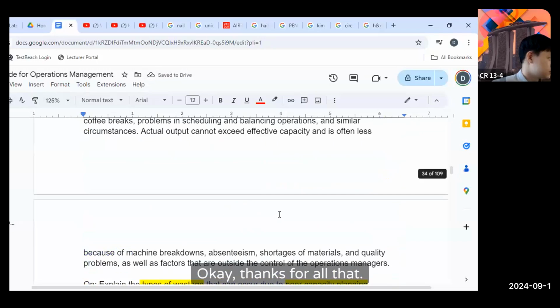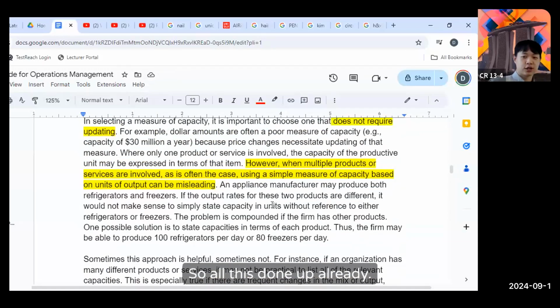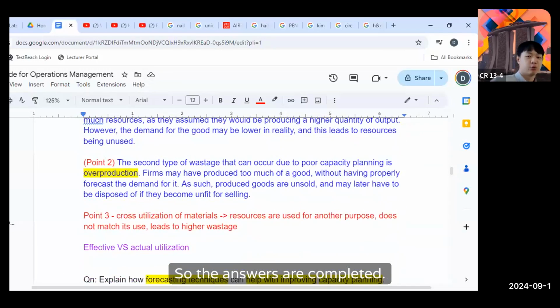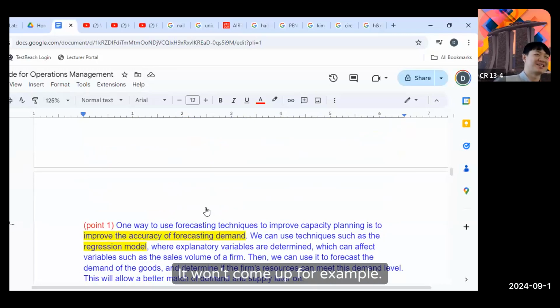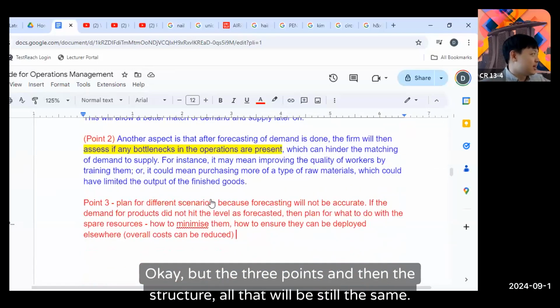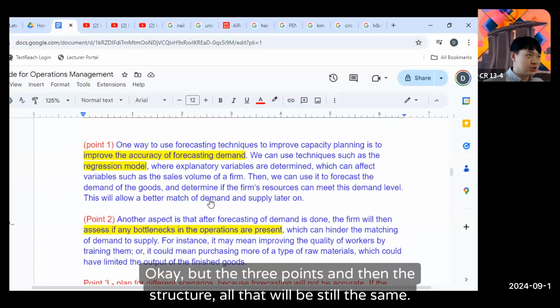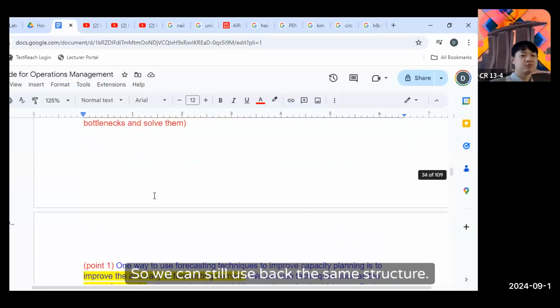Thanks for all that. So all this is done and the answers are completed. Now we can refer to it and use it in the exam. This question won't come out in the exam, but the three points and the structure will still be the same, so you can still use the same structure.